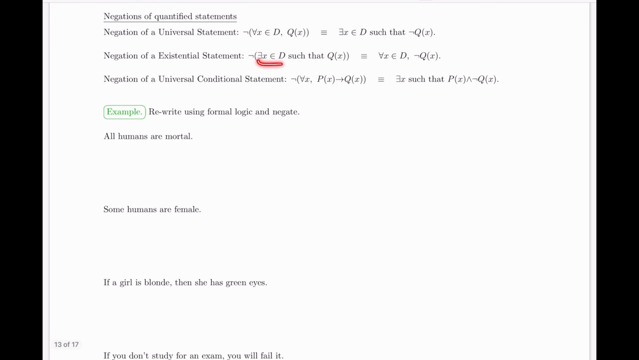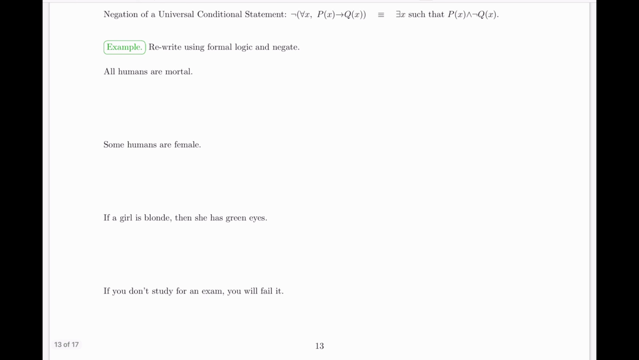If we start off with an existential statement, there exists an X such that some property holds, and we have to negate that throughout, it's going to be the exact same thing. The negation of "there exists" is "for all," and the negation of Q is not Q. Negation of a universal conditional statement will be very similar to what we've seen in the logic section. So the negation of P implies Q is actually P and not Q. And so all we have left to negate is this "for all," which turns into "there exists."